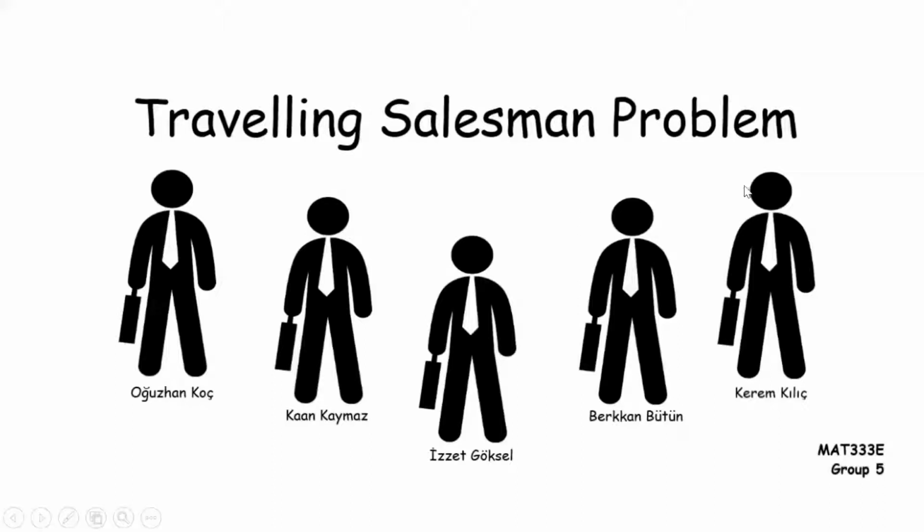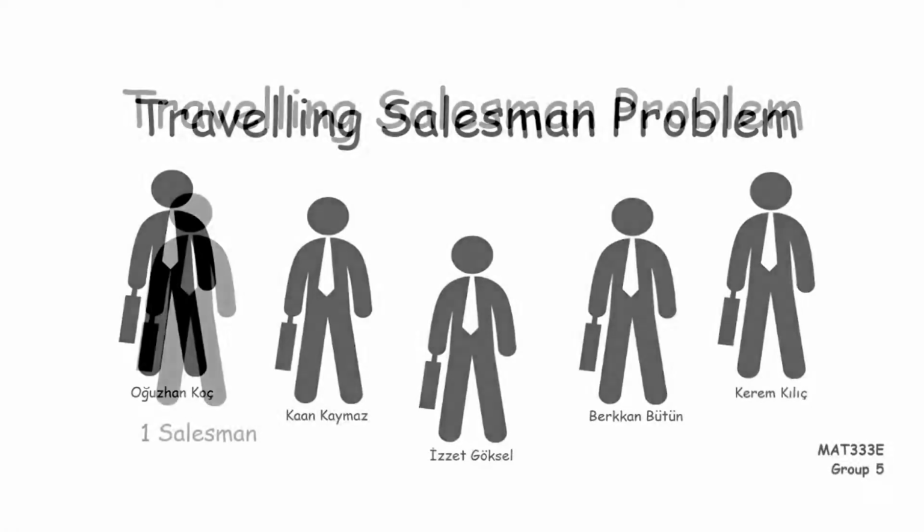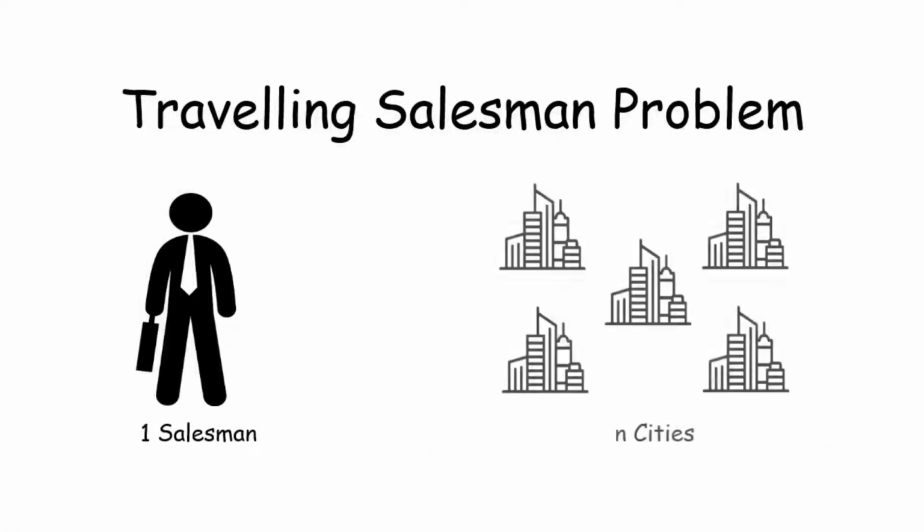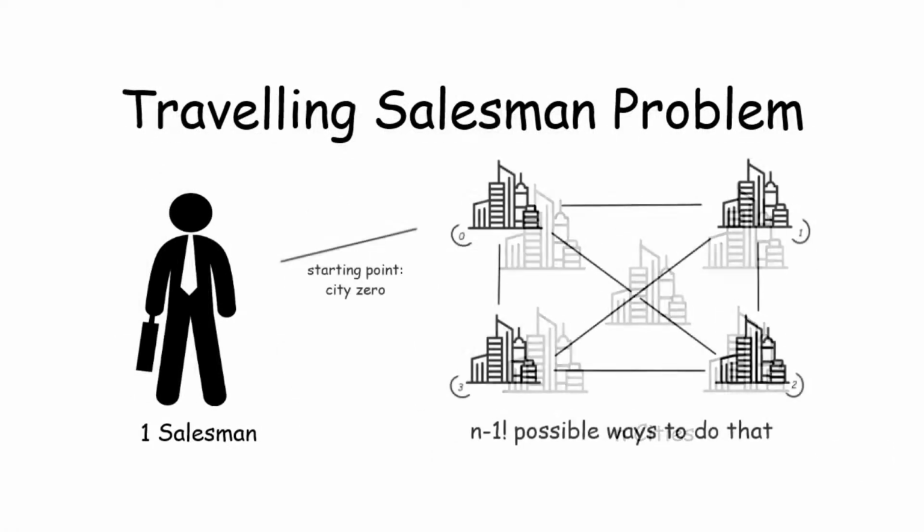So, at the beginning, we have one salesman and n cities. Assuming the salesman is already in one of these cities, there are (n-1)! different paths to travel n cities and return to the starting point. In order to make indexing easier in code, we will select the salesman's starting location as city 0.